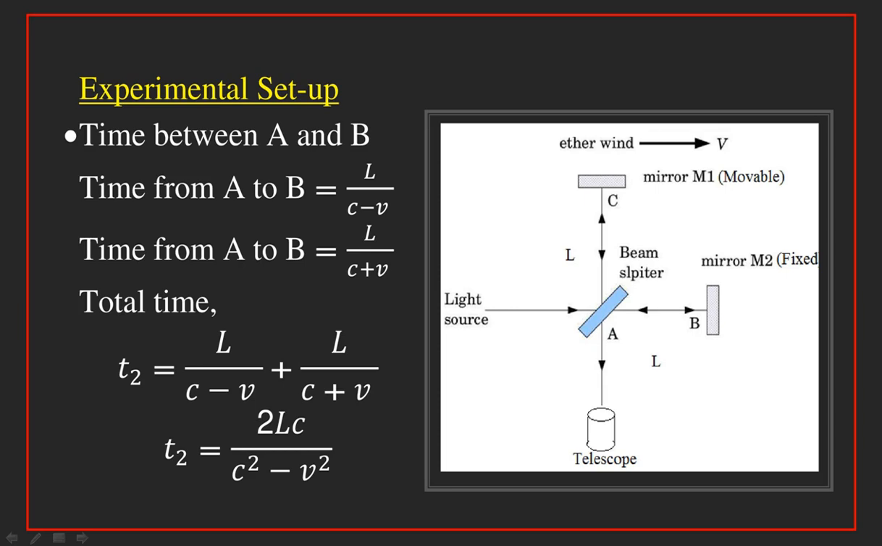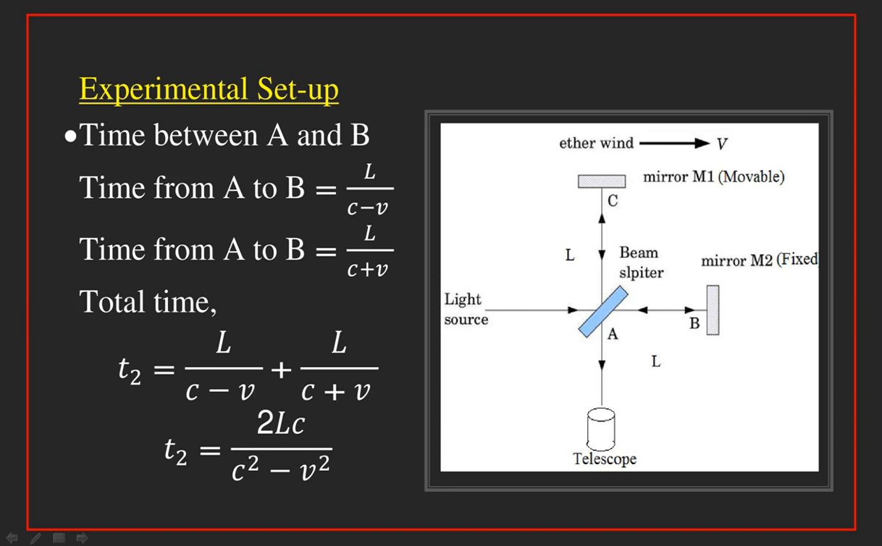The distance between A and B is L, and c is the velocity of light in ether, and v is the velocity of Earth with respect to ether. So the velocity of light with respect to Earth will be c minus v, because Earth is moving with velocity v in this direction and light is also moving in the same direction. If two objects are moving in the same direction, then their relative velocity will be c minus v.